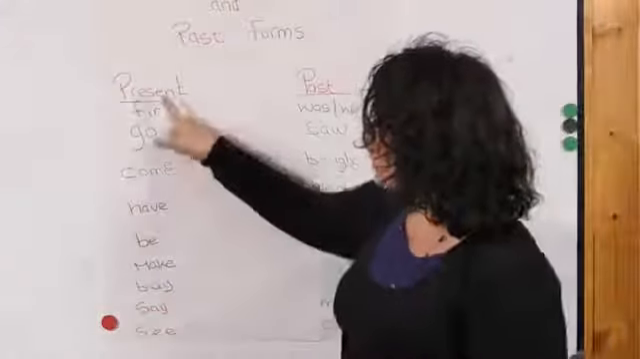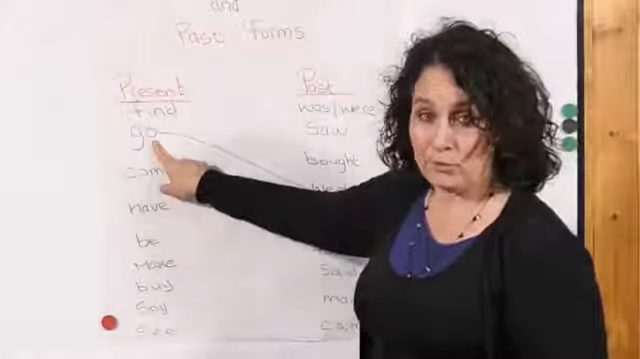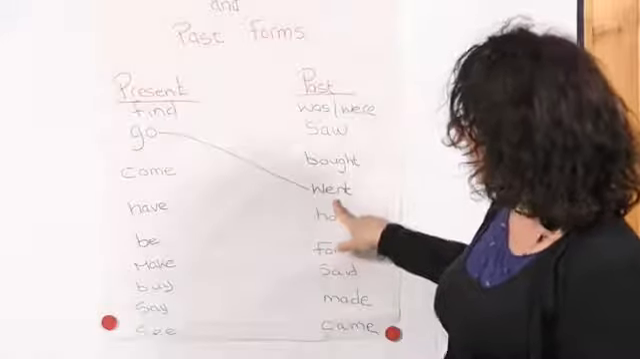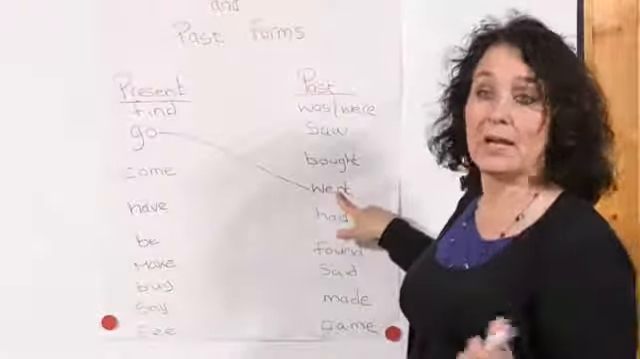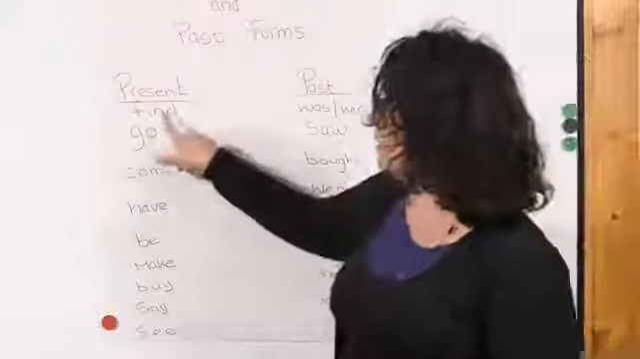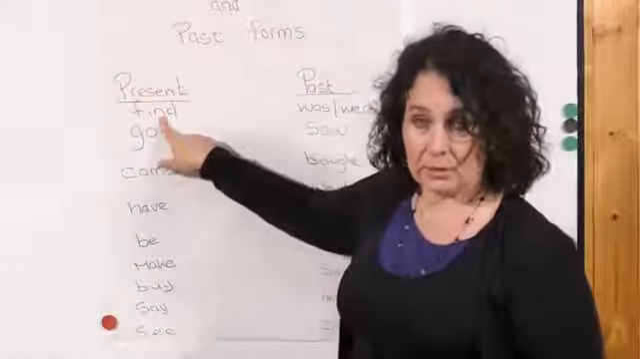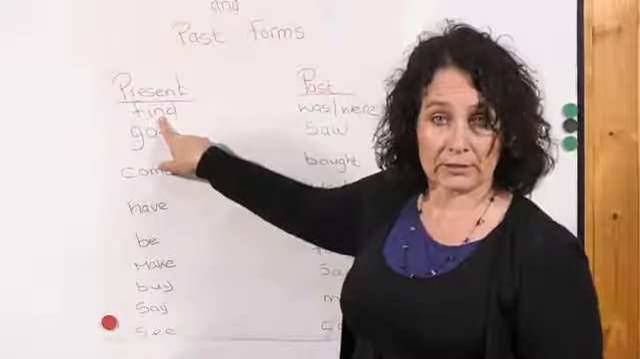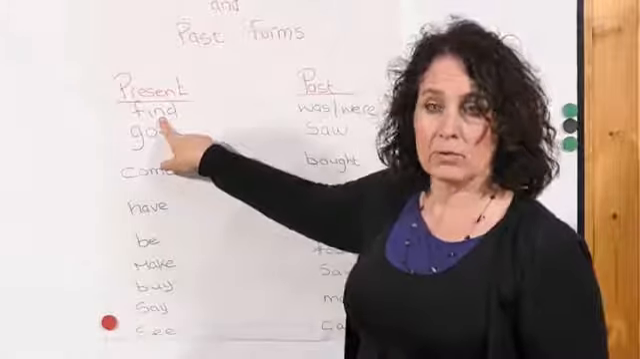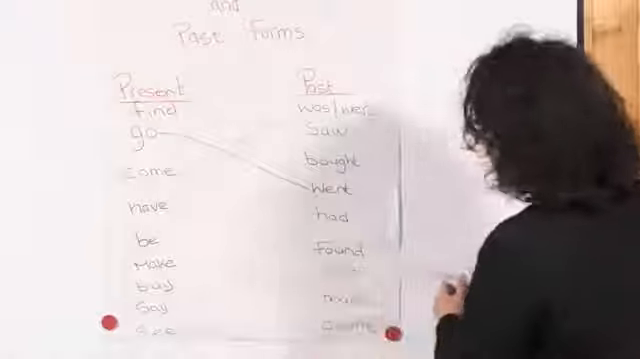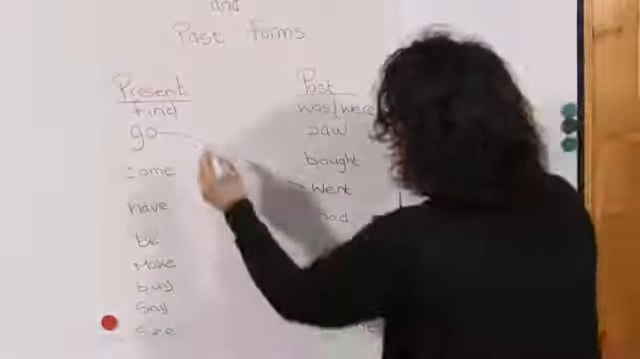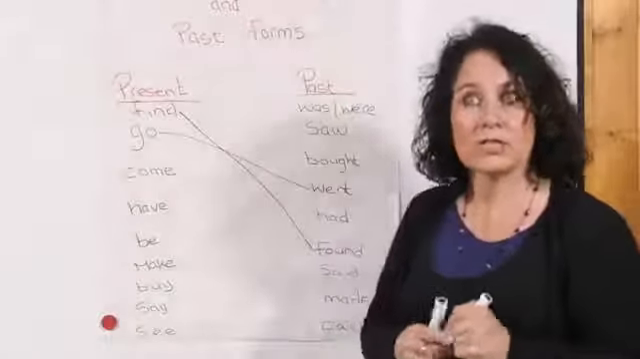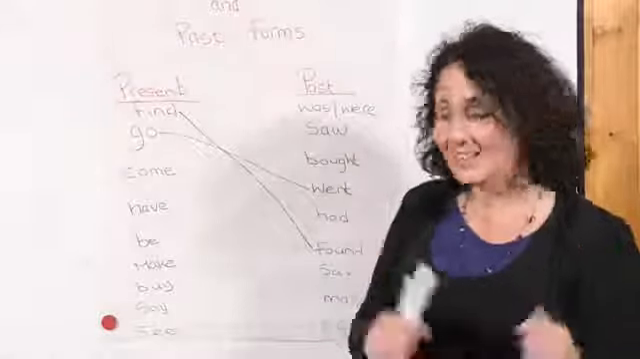Okay, so we'd already looked at go. So go changes to went. Okay, so I went to the shop yesterday. Okay. The next one, find. What is the past simple form of the verb find? Okay. So, yes, it is found. Okay. Find, found. Okay. I found €20 yesterday. Yay. Okay.